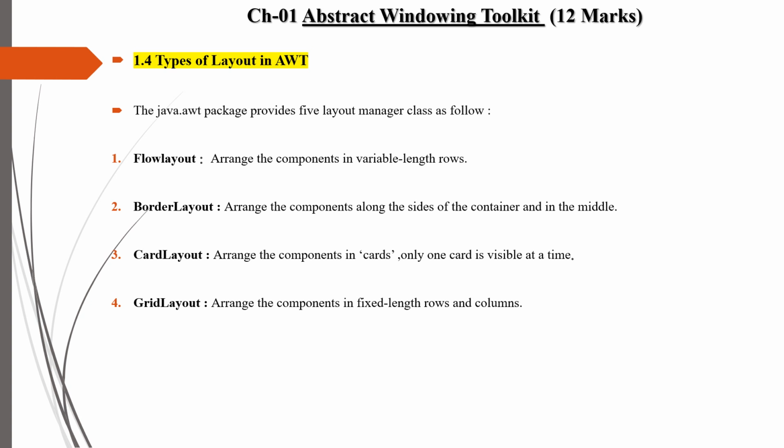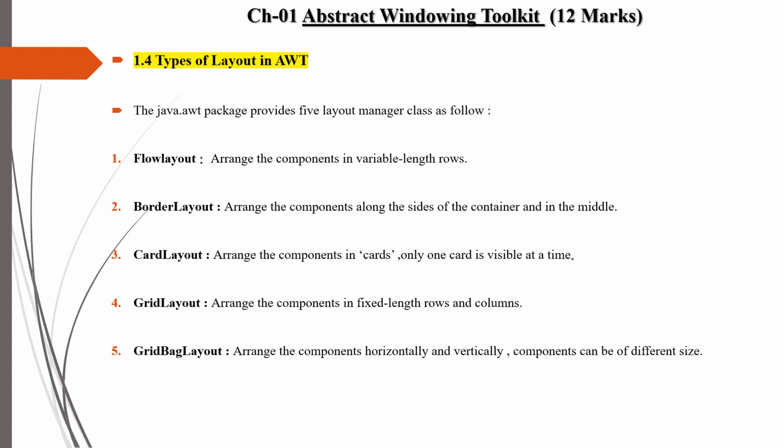Next layout is grid layout, which arranges the components in fixed length rows and columns. And the last layout is grid bag layout, which arranges the components horizontally and vertically. Components can be of different sizes. So these 5 are the layout managers in AWT. We will see them one by one in brief in the next some videos.